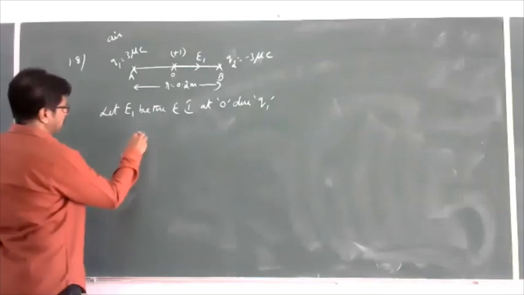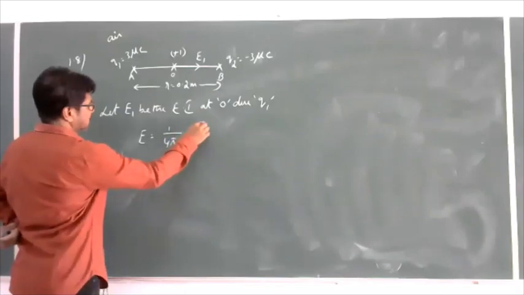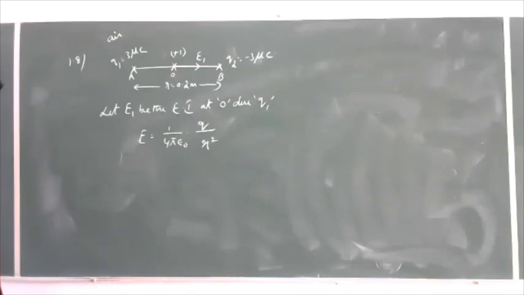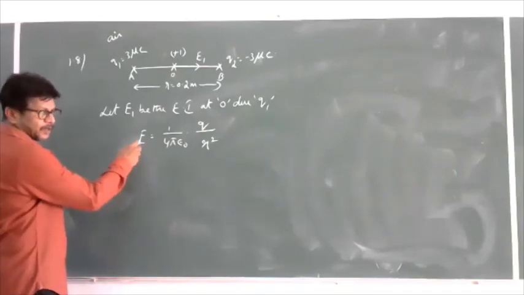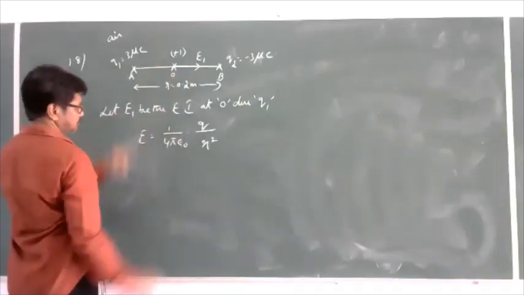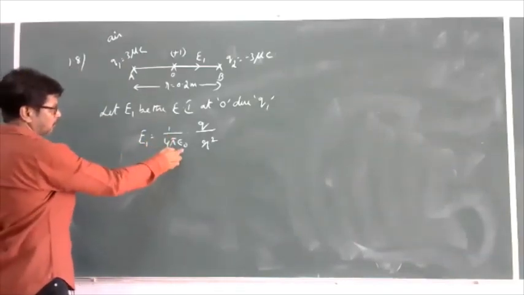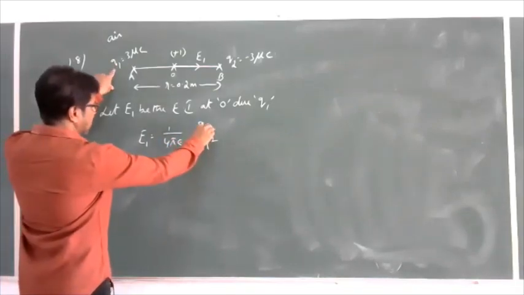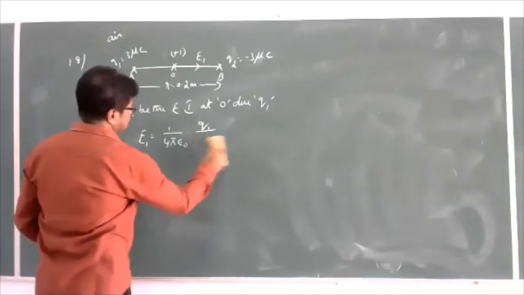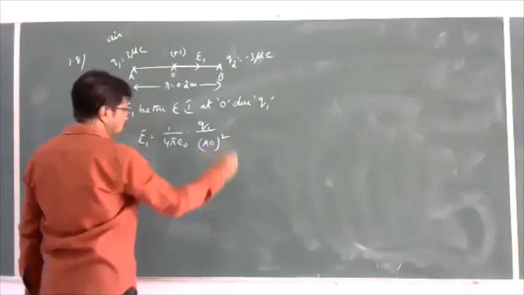Now what is the formula to find out electric intensity? E is equal to 1 by 4 pi epsilon naught Q by R square. This is the general formula, where R is the distance between these two. This distance we should consider. So E1 is equal to 1 by 4 pi epsilon naught into charge Q1 by the distance squared. Here the distance is AO, AO whole square.